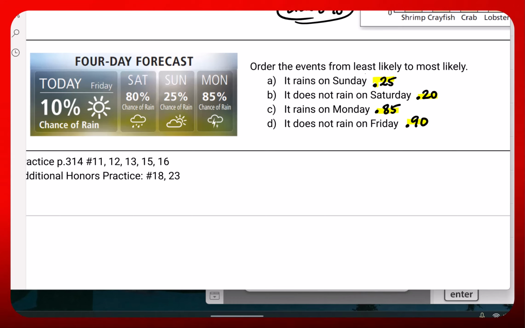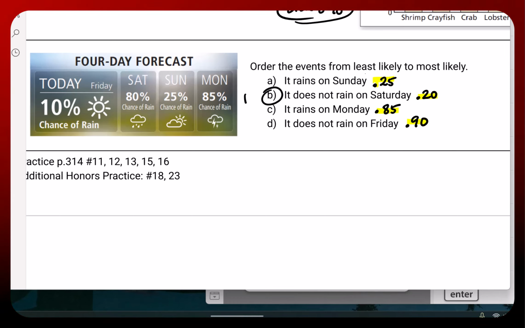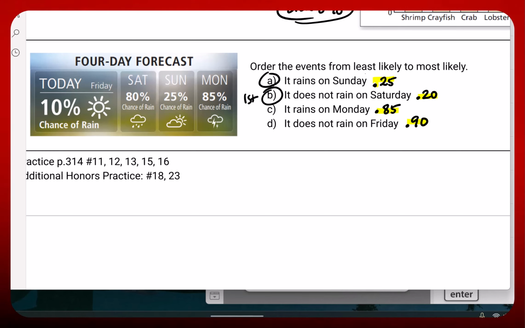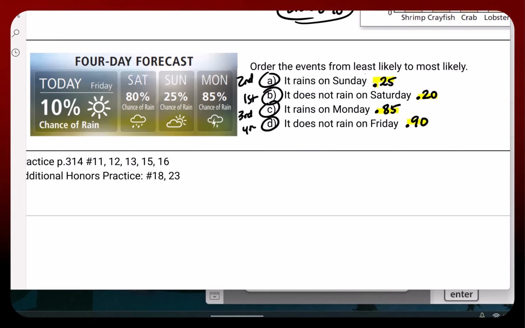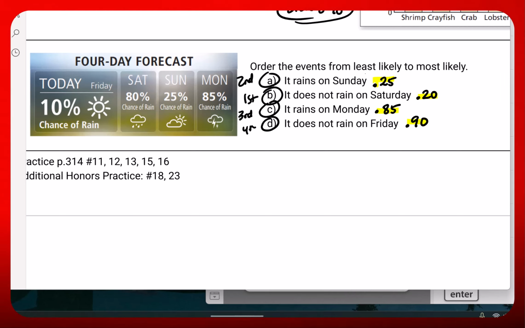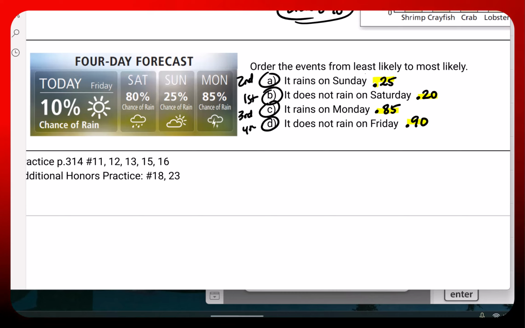So which one's the smallest? B. So that one's first. And then A, second. Third is C. And the last one is fourth, which is D. Okay, and just let me know if you have any questions, and we're done.